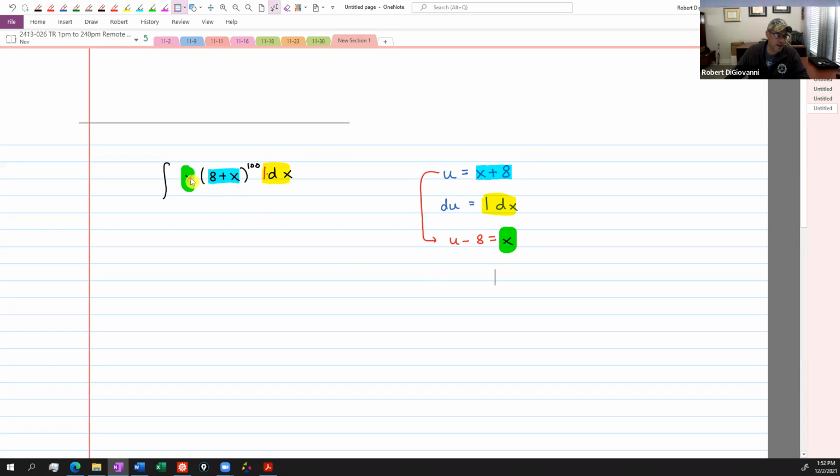So I'm going to replace this green with u minus 8. I'm going to replace the blue with u, and I'm going to replace the 1 dx with du. And I'm going to look at this new integral, and I'm going to hope it got better. So x is going to be replaced with u minus 8. I need that in parentheses. Then I have the blue part to the 100th power. That's u to the 100th power. And then the dx gets replaced with du.